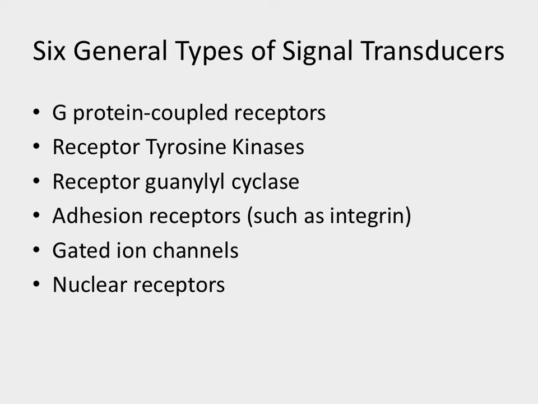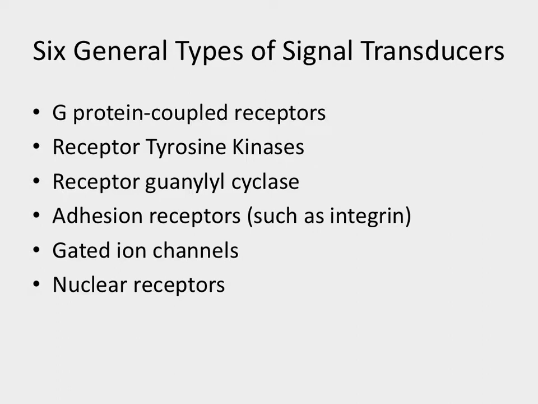All right, so when we last left off, we talked about the 6 general types of signal transducers, and we're going to go over these. We're going to start with GPCRs, the G protein coupled receptors, and really go the most detail in those. First of all, there's multiple steps, and secondly, they are very common. Then we'll cover the RTKs, receptor tyrosine kinases, the RGCs, receptor guanylyl cyclases, the integrins, which are also called adhesion receptors, gated ion channels, and nuclear receptors.